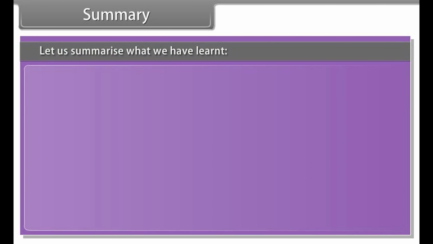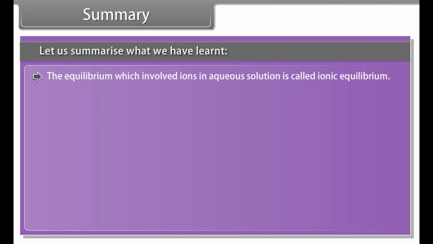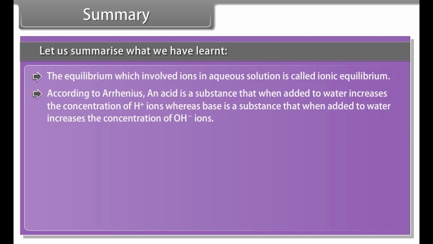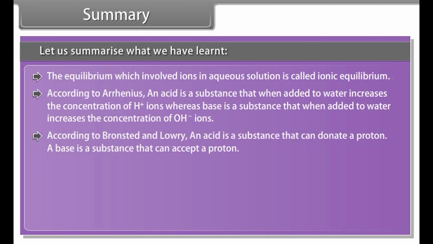Summary. Let us summarize what we have learned. The equilibrium which involves ions in aqueous solution is called ionic equilibrium. According to Arrhenius, an acid is a substance that when added to water increases the concentration of H+ ions, whereas a base is a substance that when added to water increases the concentration of OH- ions. According to Brønsted and Lowry, an acid is a substance that can donate a proton. A base is a substance that can accept a proton.